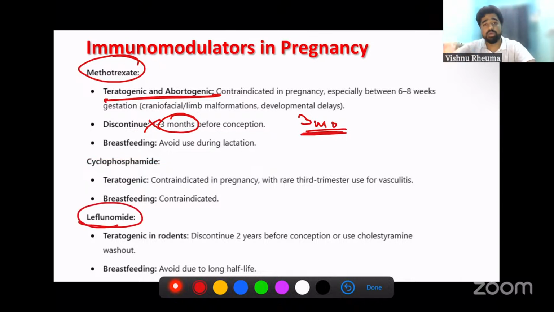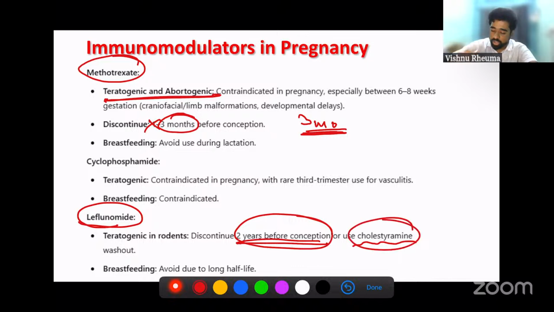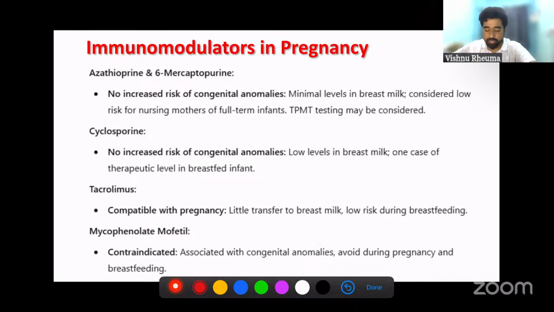Leflunomide is among these the worst one. Highest teratogenicity is there, and you should actually discontinue it 2 years before conception. Obviously it's not easy to discontinue, so plan for 2 years. What you do is give a cholestyramine washout. You basically wash out the drug from the system using this bile acid binding resin called cholestyramine, and you wash out the drug entirely from the body. And here also breastfeeding you will avoid.